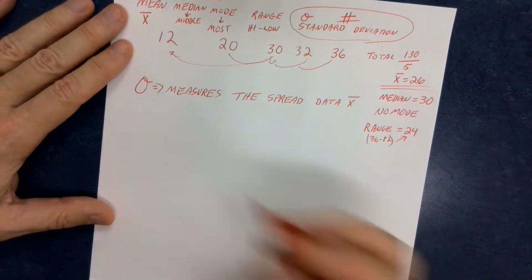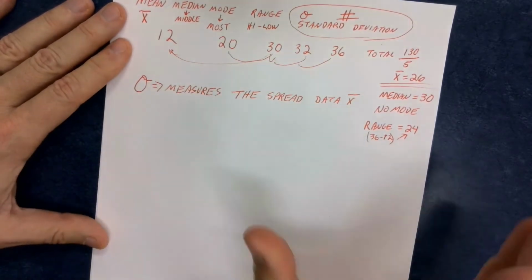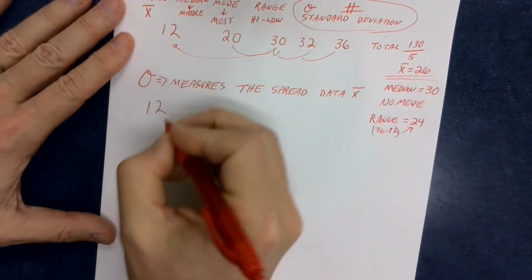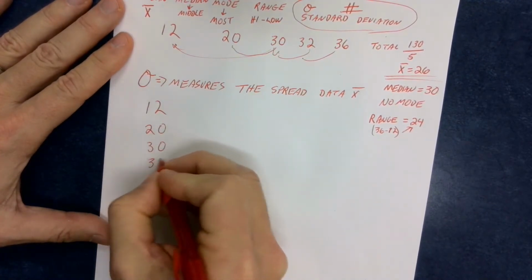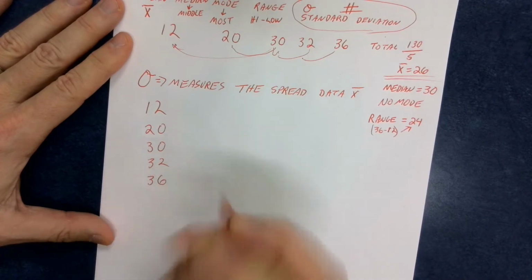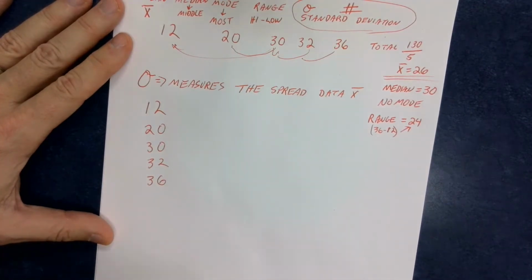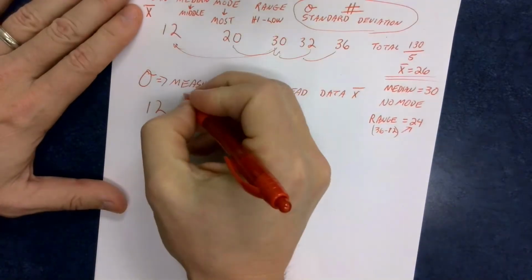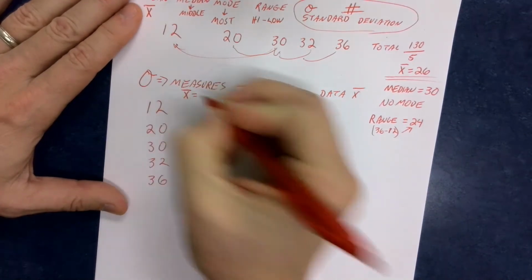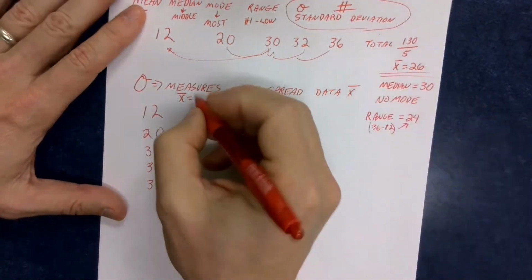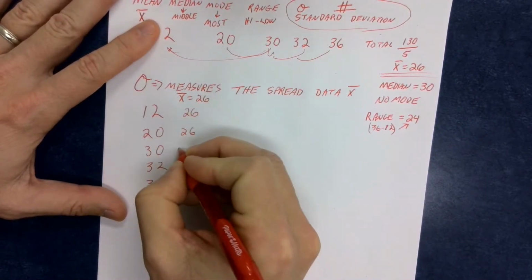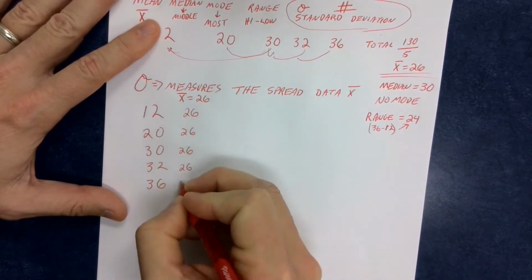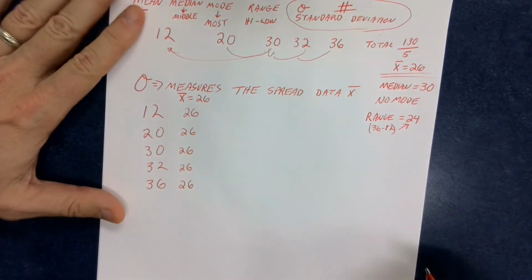So what I'm going to start with is this. There's quite a process to this. So I'm going to put down all the numbers, 12, 20, 30, 32, and 36. And we're going to look at it in terms of the mean. And the mean, we said right over here, was 26, right? So the mean is 26. So I'm going to put 26 here and compare it to each one of these numbers, okay?